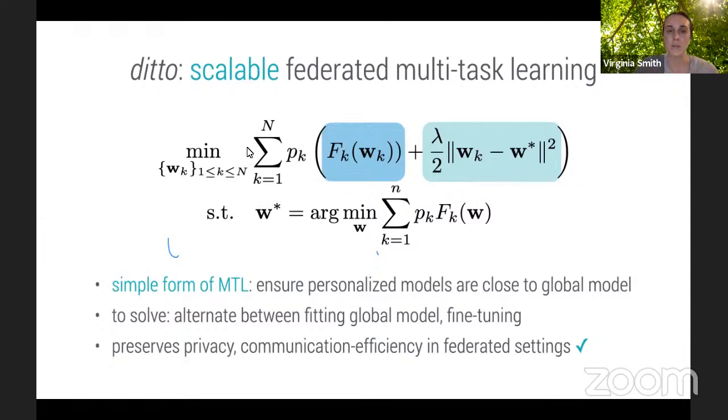So if you look here, if you're solving for W star, this just results in you solving the previous objective that we have been talking about. So this preserves all of the same privacy and communication efficiency that you typically have in the federated setting when you're thinking about just training one global model. Okay, so you can think about this as just being an additional personalization add-on on top of these global solvers.